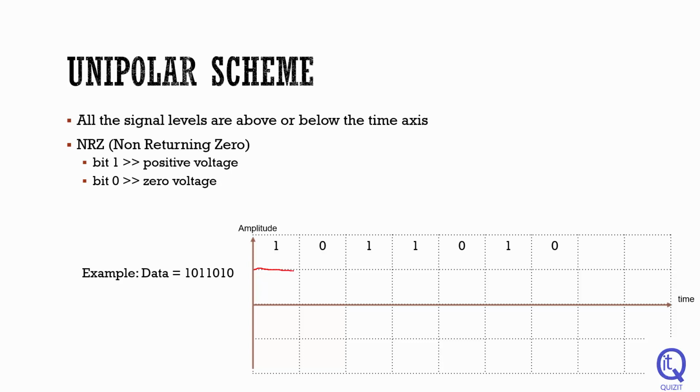See how here I am going to start from this level of amplitude, and I have marked my bit 1 as a positive voltage. And next I have bit 0, therefore I am coming back to 0 voltage, and I am marking a 0 voltage. And here again I have to go back until 1, that means positive voltage, and for the next one again positive voltage, and for bit 0, 0 voltage, and for bit 1 again I'm going to mark a positive voltage, and for the last bit I have 0, therefore I have to mark 0 voltage. So that's how we draw unipolar scheme.